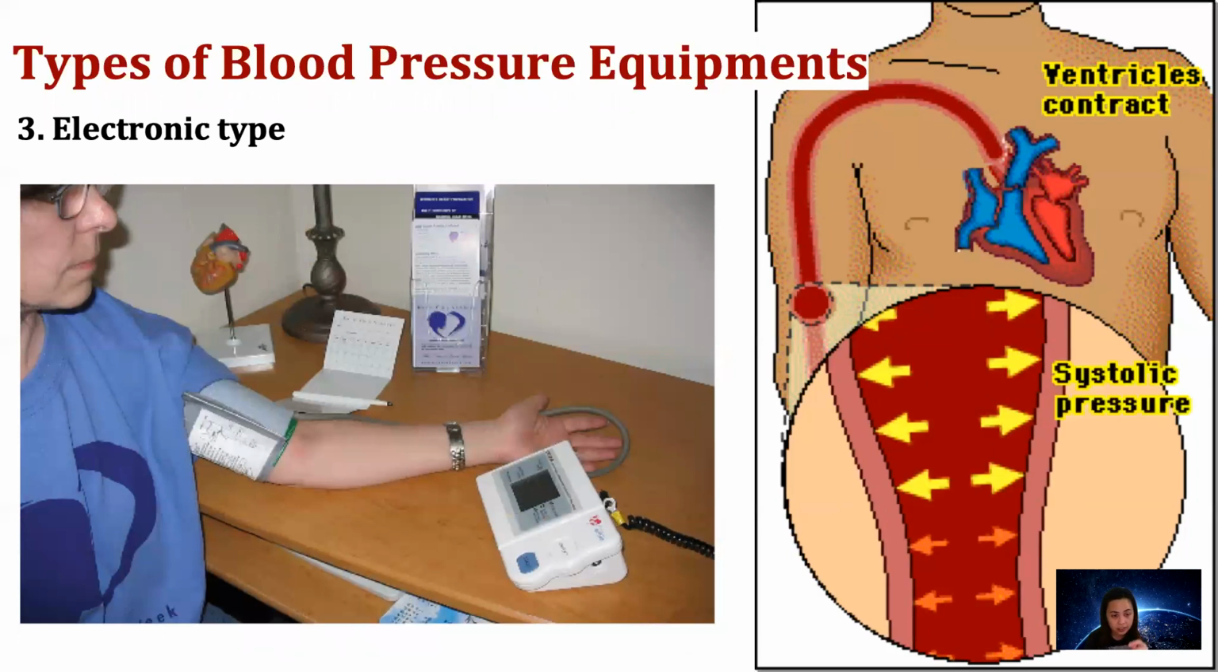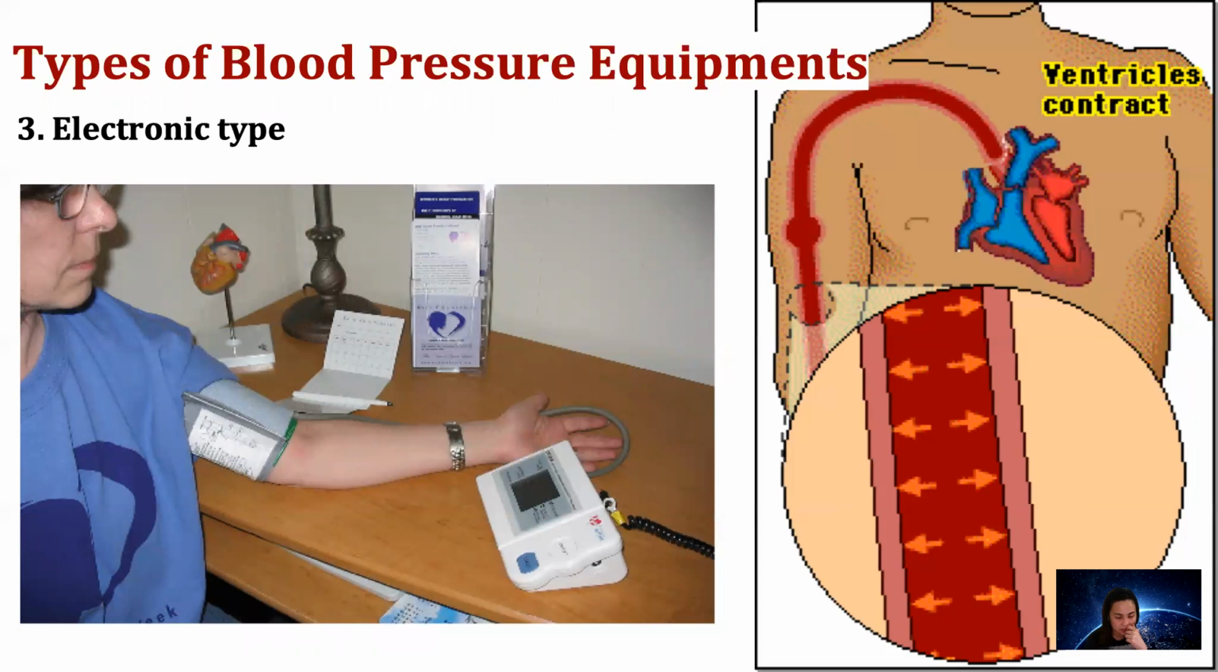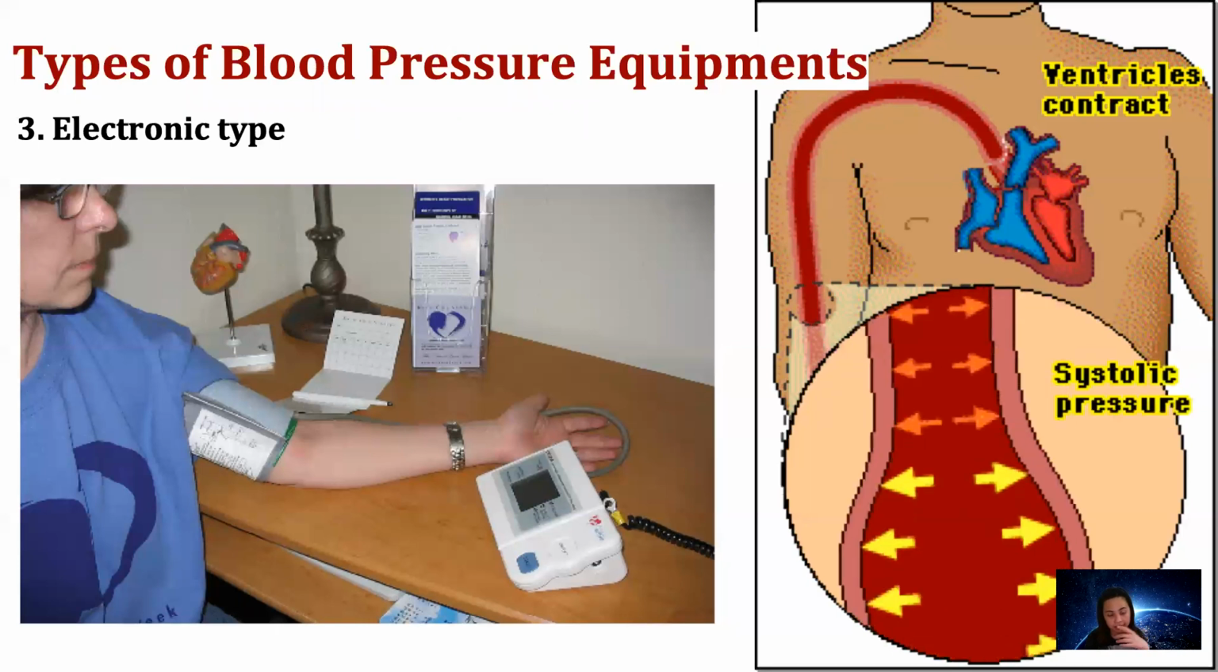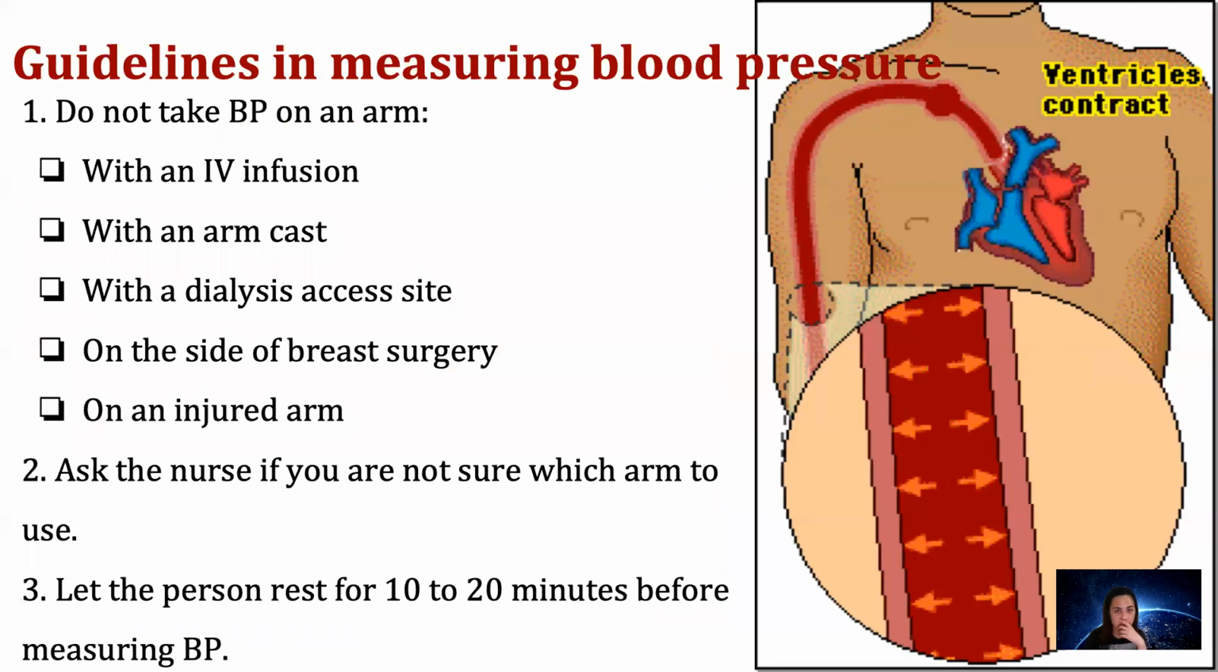You have the electronic type. It's very easy to use, but it's not accurate because electric or gadgets can affect its result. Wrist type, it's not that accurate also.